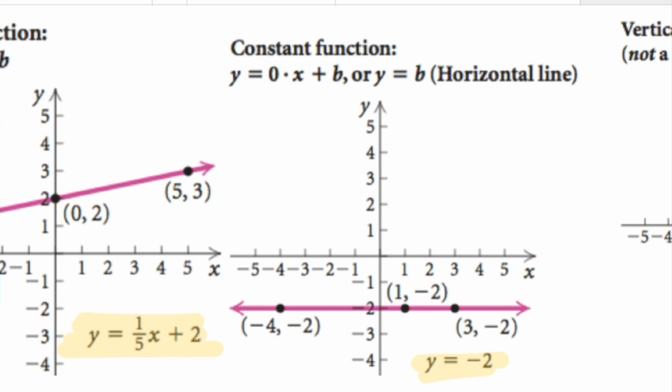That's the opposite of what you might expect. You might expect y equals negative 2 to be vertical because the y-axis is vertical, but it's not. It's the line that is 2 units down along the y-axis.